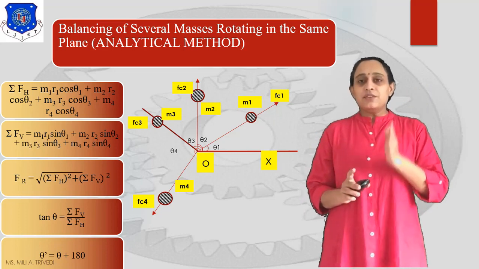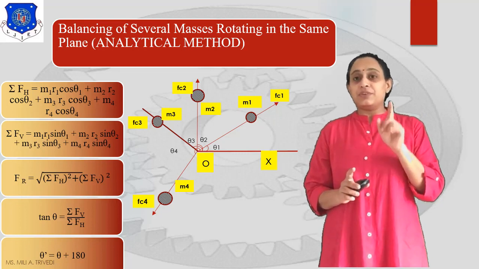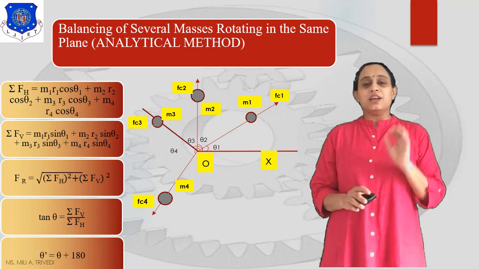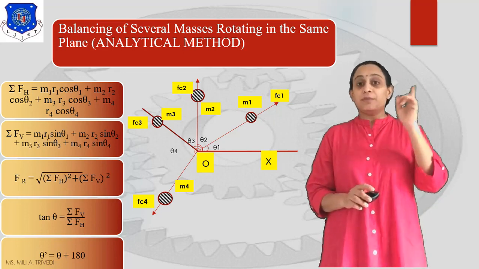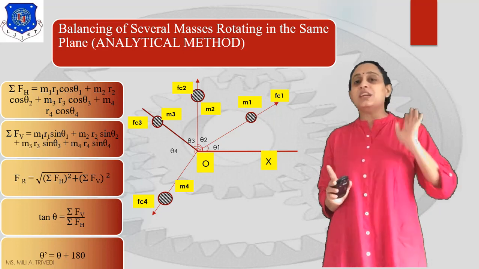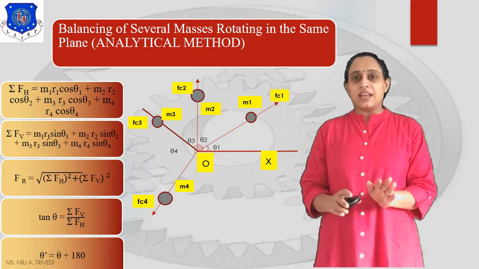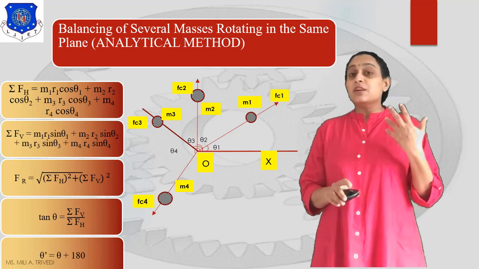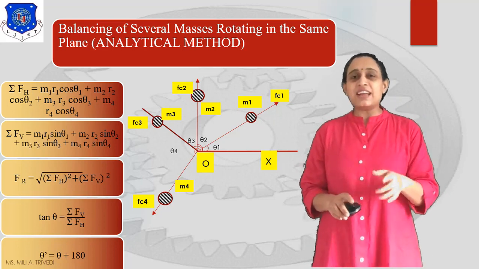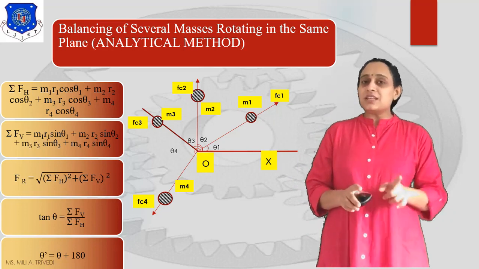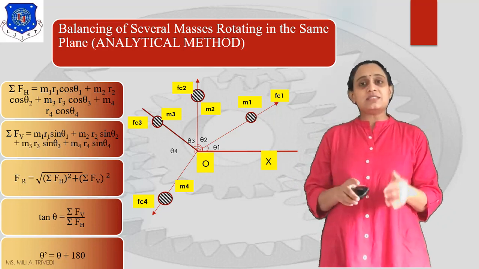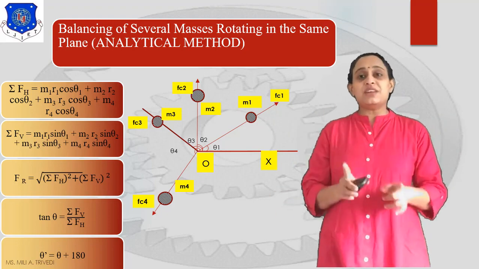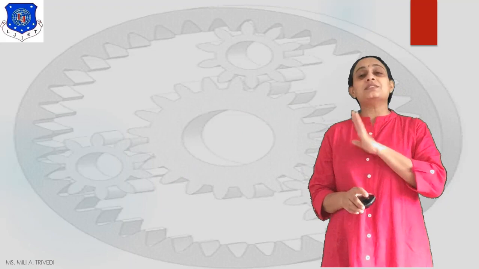So here we have to consider, if the angle of the resultant is theta, what should be the angle of balancing? It should be theta plus 180, because it should be exactly opposite to the system. So in this case we consider theta dash as theta plus 180. What is the reason? Exactly correct. Theta is the resultant one, we need the balancing, and balancing is exactly opposite to the resultant, so we get theta dash as theta plus 180.